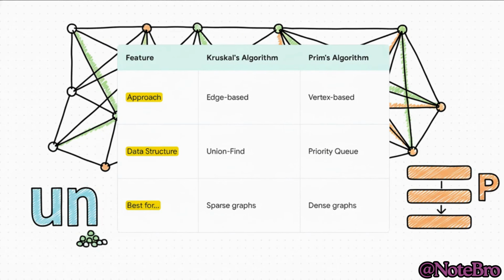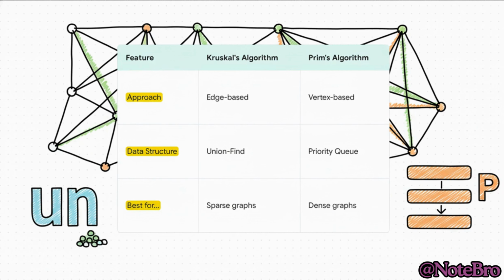And looking at them side by side really highlights their different personalities. Kruskal's is edge-based. It looks at the whole world of edges at once and is great for sparse graphs where there aren't a ton of connections. Prim's is vertex-based. It grows from one spot, which makes it super efficient for dense graphs with tons of connections. They use different tools under the hood to get the job done, but the goal is always the same.